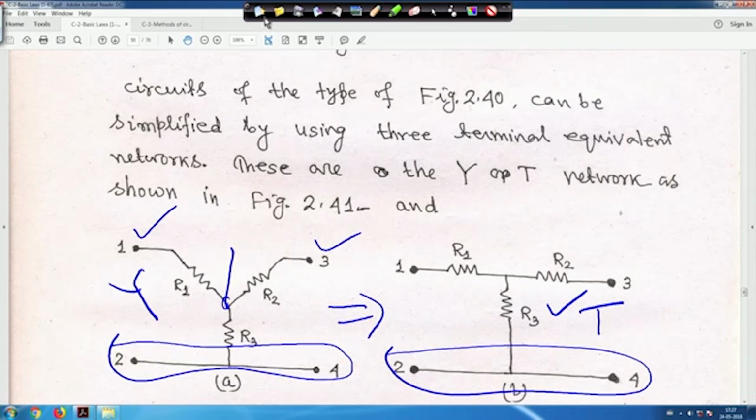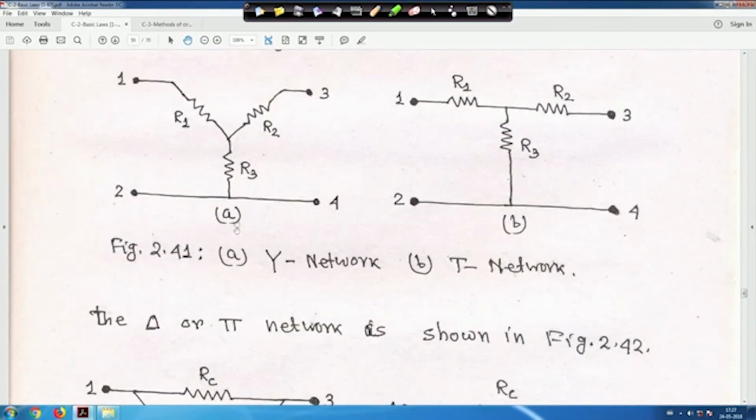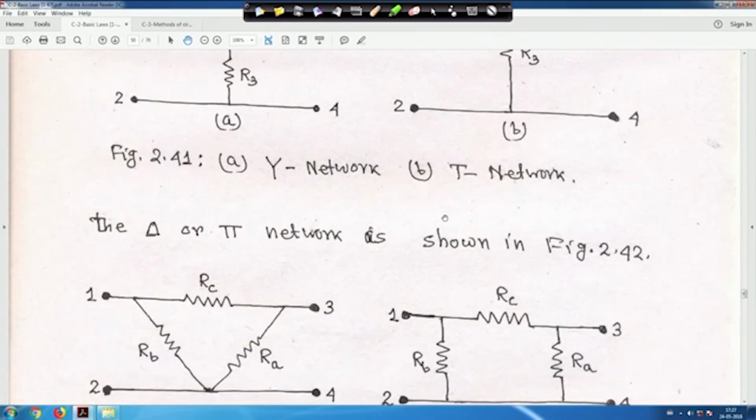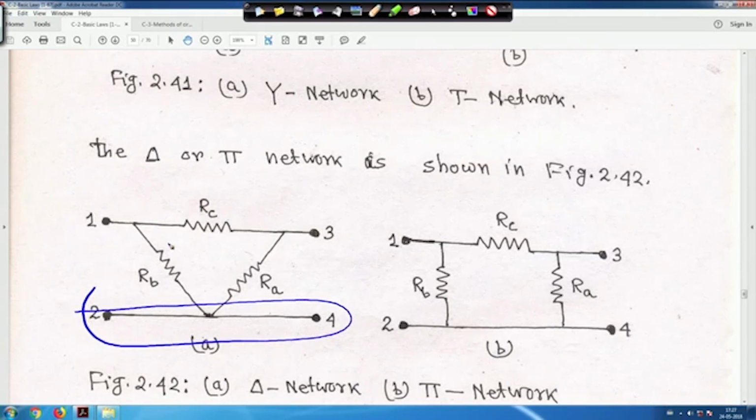So let me clean it. That is why we call it a star network, sometimes they also call it a Y network, and this is a T network. Another one is the delta or pi network. Sometimes we call this a delta network. Here also 2 and 4 are a common terminal. So it is basically a 3-terminal, and this is marked 1, 2, 3, 4, but this is basically a 3-terminal.